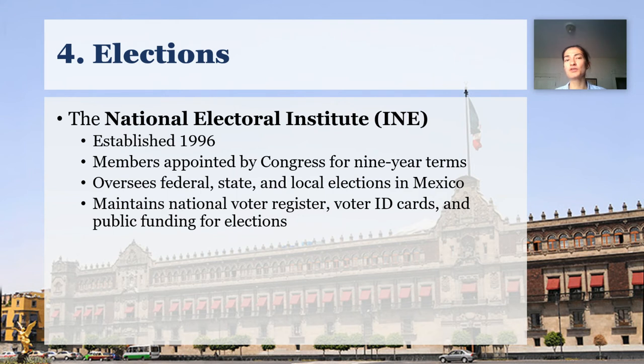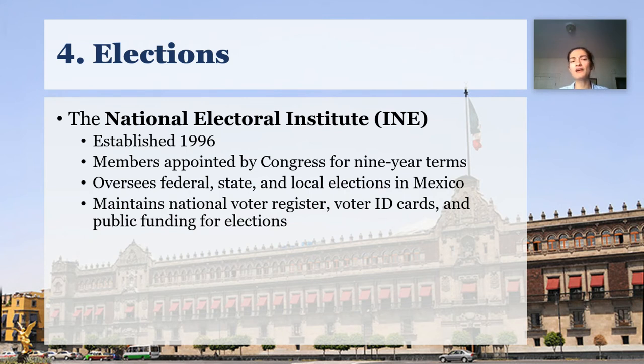So the INE is responsible for election supervision. They maintain a list of who is eligible to vote in Mexico at a national level. They're responsible for issuing and verifying voter ID cards. They supervise a system of public funding for elections. Mexico has relatively strict campaign finance rules and much more robust public funding for elections than the United States does.